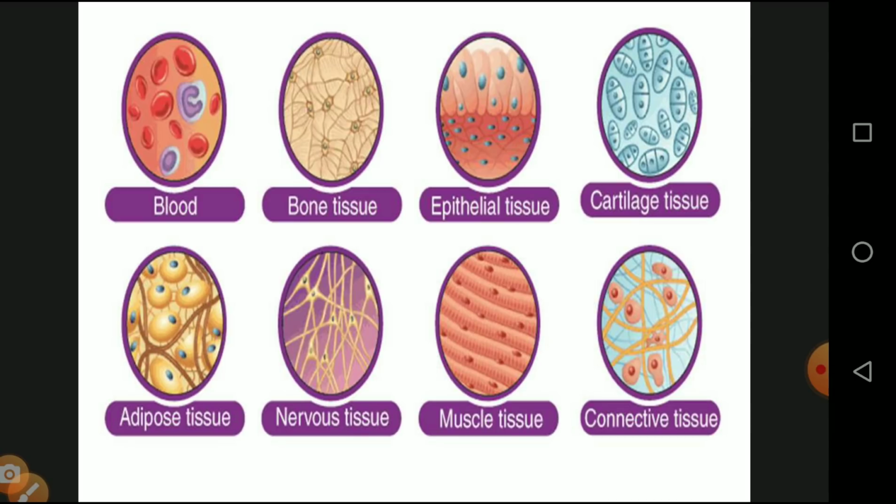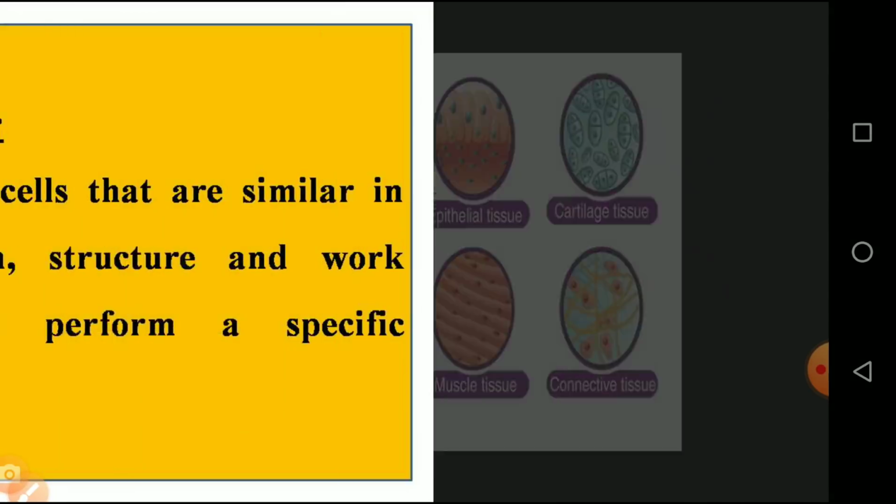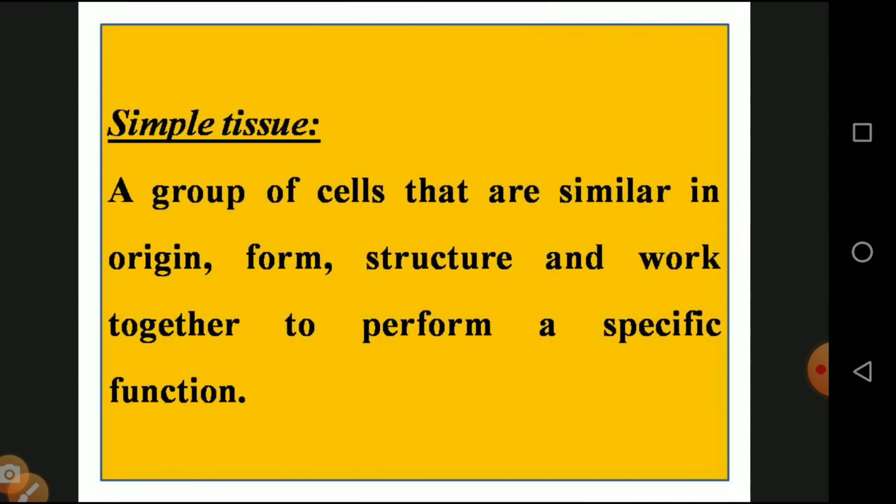Then the diagrammatic representation: the first is blood cell, the second is bone tissue, the third is epithelial tissue, then cartilaginous tissue, adipose tissue, nervous tissue, muscle tissue, and connective tissue. These are the eight different types of tissues which perform basic functions in every type of organism. Then we will see about simple tissue.